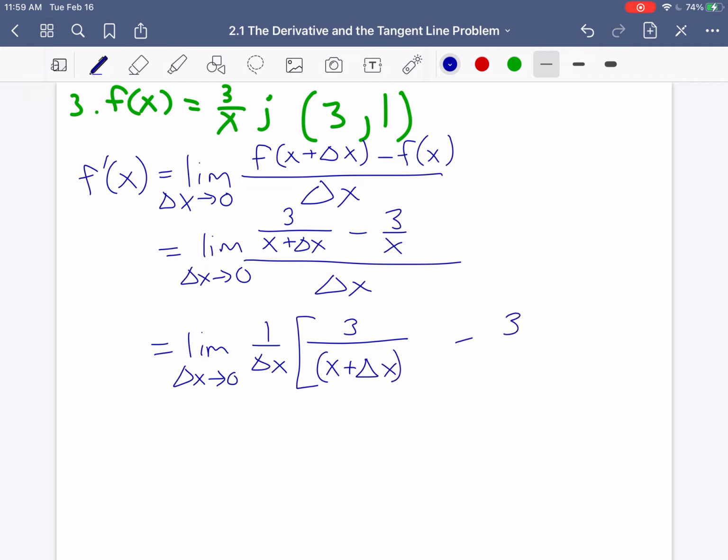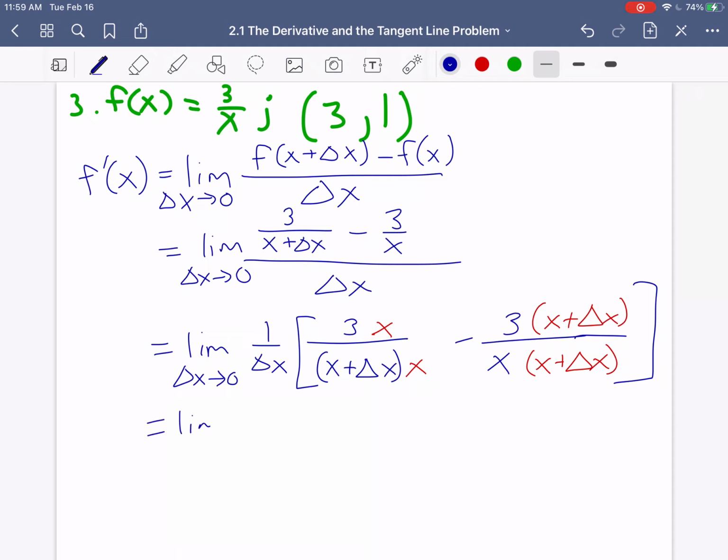minus 3 over x. So these two fractions we can try to combine by getting a common denominator. We can multiply the first one by x over x, and multiply the second one by x plus delta x over x plus delta x. So they have a common denominator now. Now we can combine the tops and leave the bottom as that common denominator.